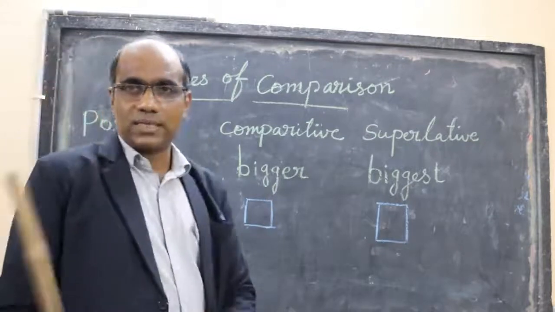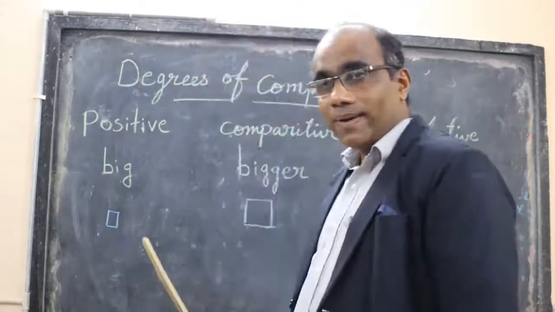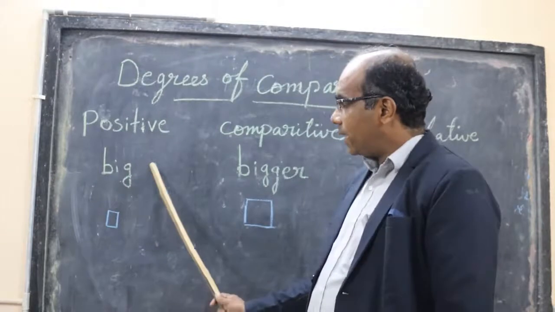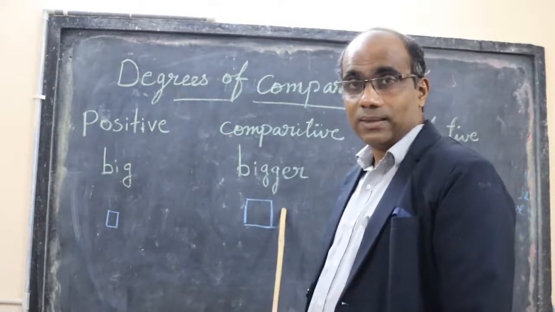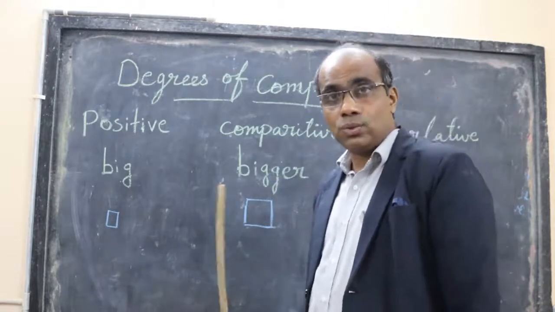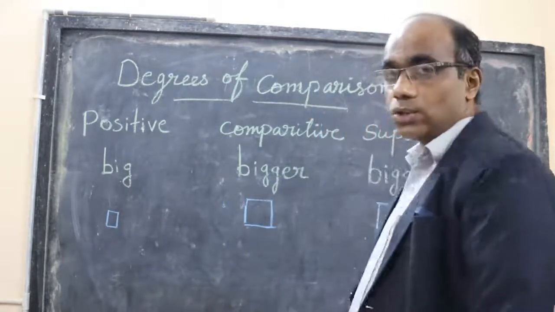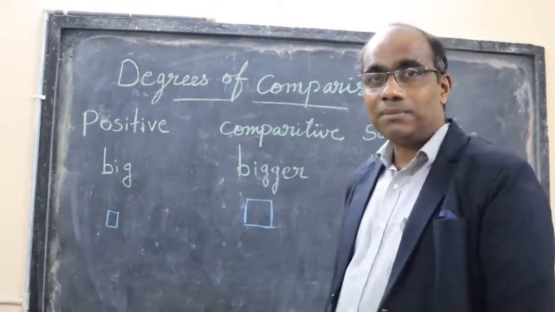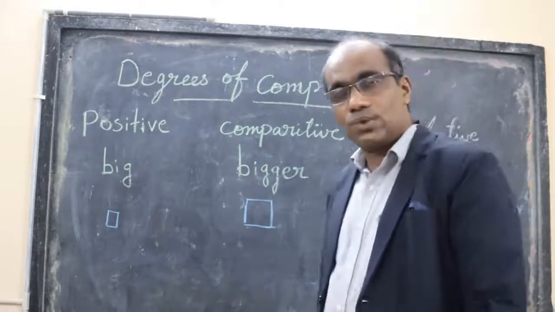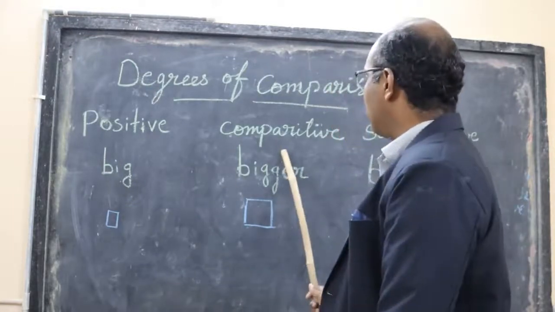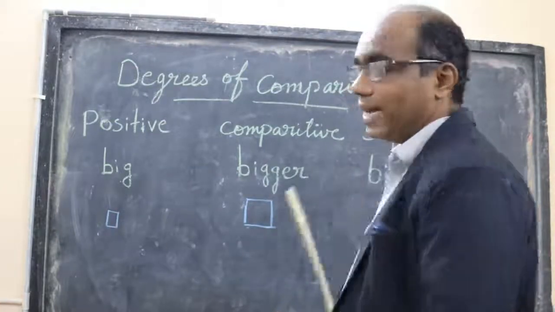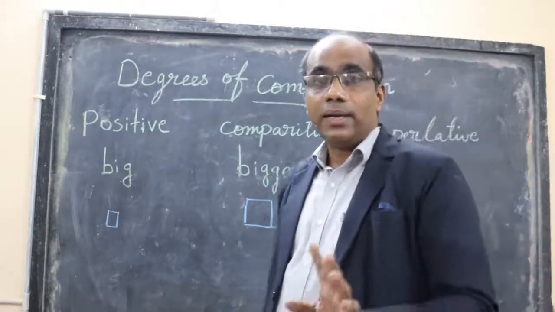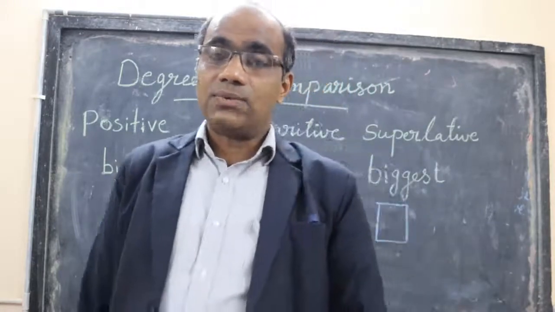So now let us look at the board again. What's the difference? When there are two things, we use big and bigger. And when there are more than two, we use the word biggest. So for comparison between two things, we use positive and comparative. When there are more than two, we use superlative. Okay, very clear? Now, by doing the exercises, we will be learning it.